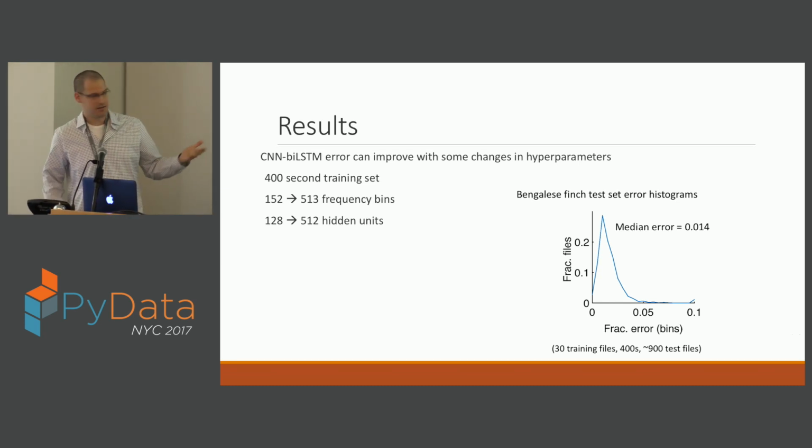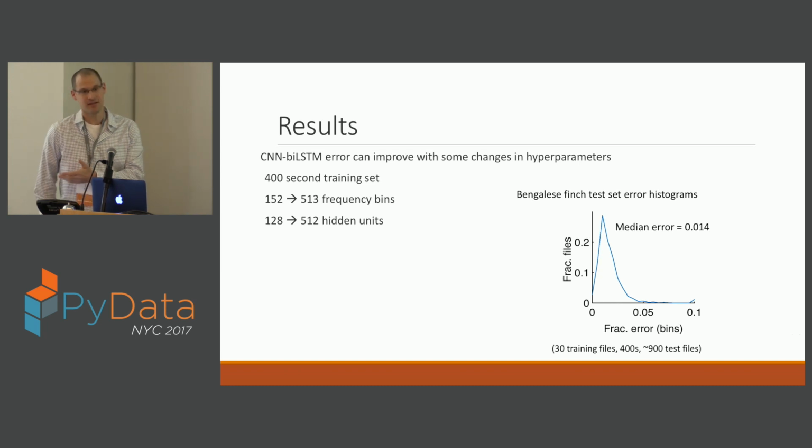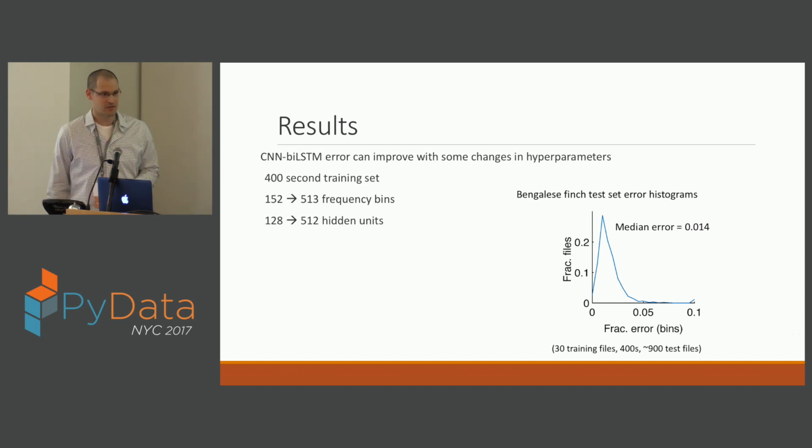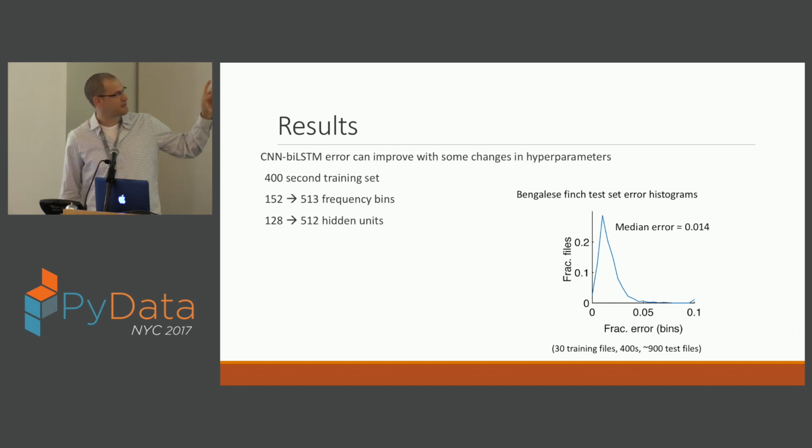In this example, I trained the network with 30 training files of Bengalese finch songs. This amounts to about 400 seconds of data. But then I held out the grand majority of files, about 900 files, to create the test set distribution. What I'm showing you here on the y-axis for every file is the fraction of error in frame-wise or bin-wise. This is the distribution for the entire test set, and the median is about 1.4% per file.